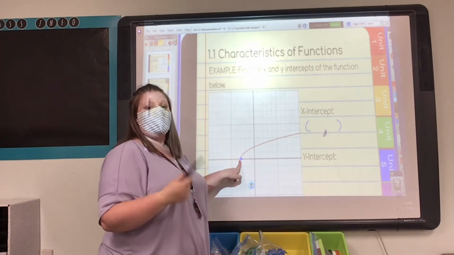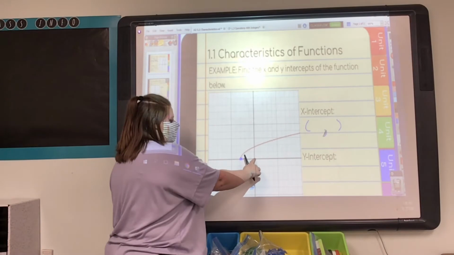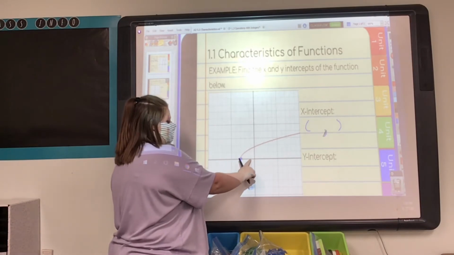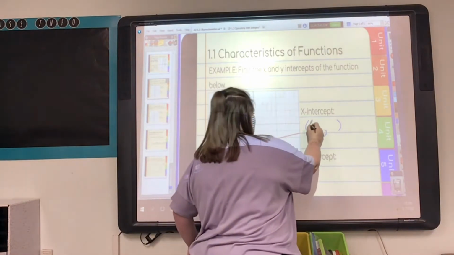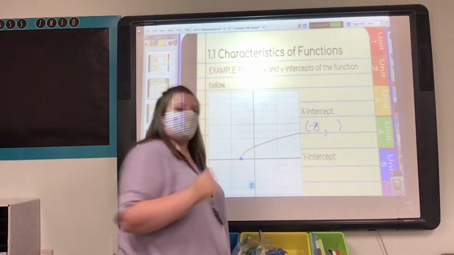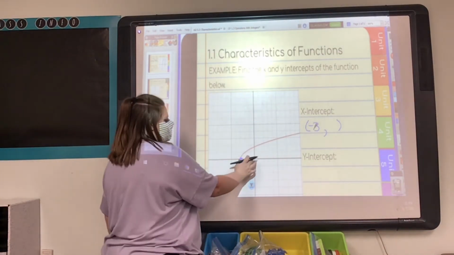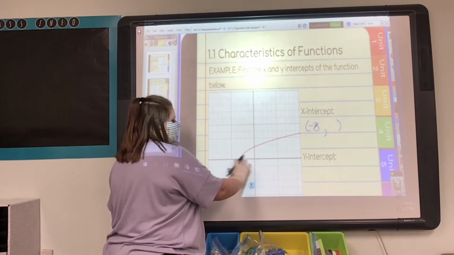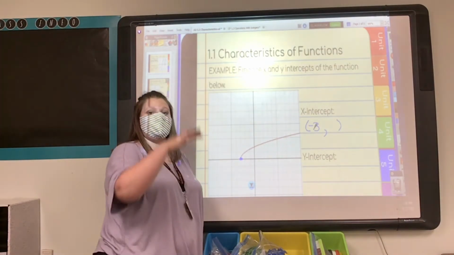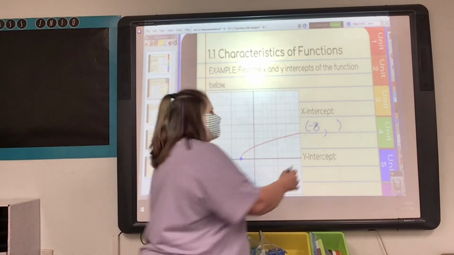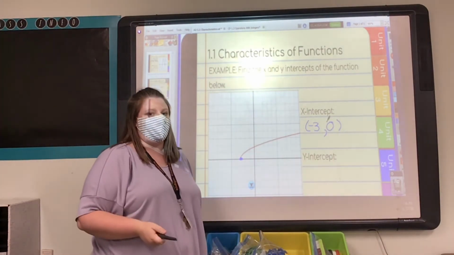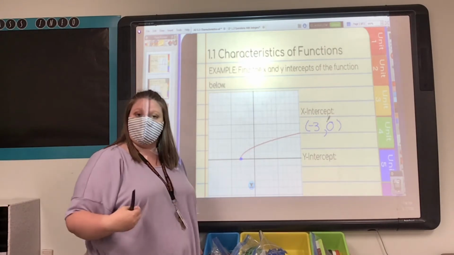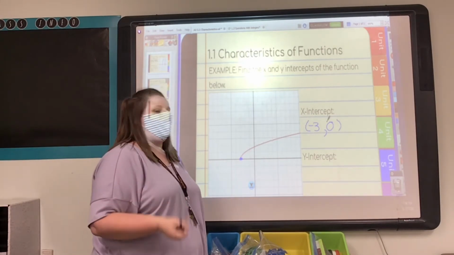So first we need the x value. So that's how far it is from 0 horizontally. So that's 1, 2, 3 to the left. So our x value is -3. And then our y value for our x-intercept is how far up or down it is. Since we stayed on the x-axis, we didn't move up or down any, the y value for the x-intercept is 0. And that is always going to be the y value for an x-intercept. No matter what, the x-intercept has a y value of 0.